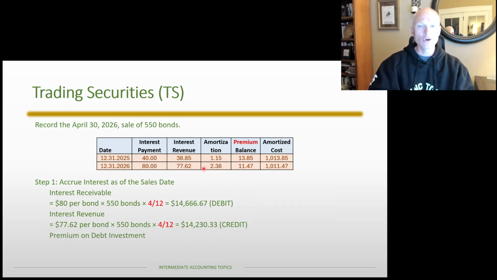We do need to amortize the premium. Again, if we had held those bonds for the entire 12 months, the total amortization would have been $2.38 per bond. But of course, in this case, we're only amortizing 4 months. And so we take that full 2.38 applied to 550 bonds, but again, we're recognizing that we're only amortizing 4 months. And so again, the premium has a debit balance. To amortize that, we need to credit $436.33.